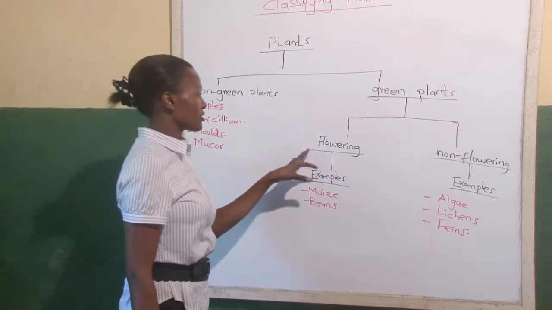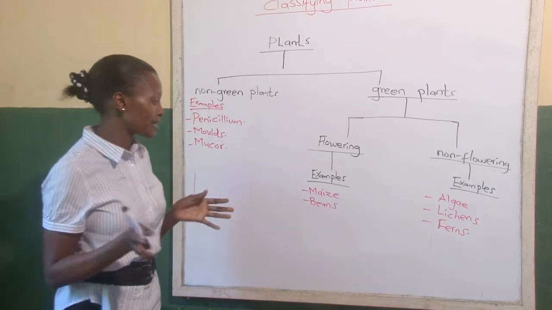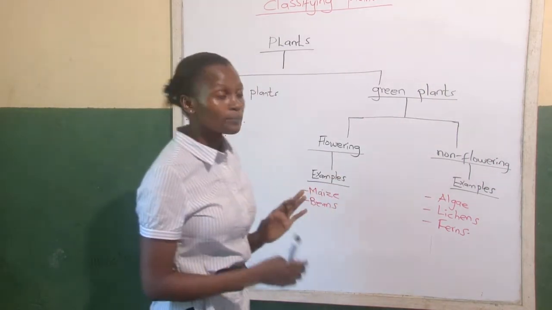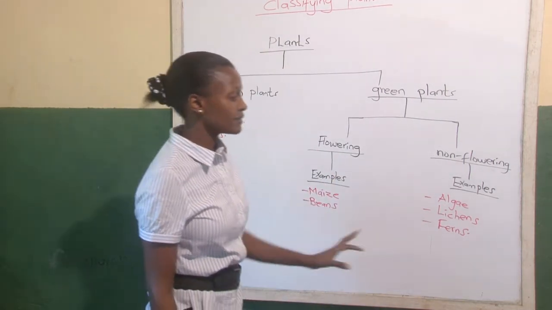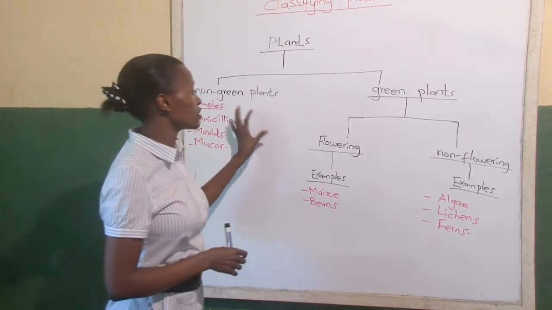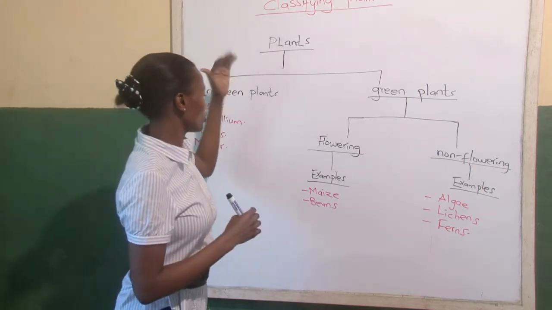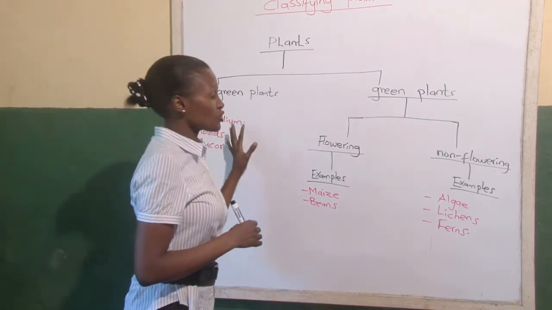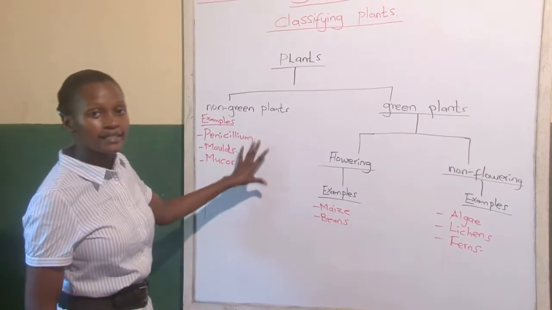For examples of flowering plants, we have the maize and the bean plants, among others. There are many, the list is long. And under the non-flowering plants, we have examples such as the algae, the lichens and the ferns. So this table is going to help you to see how plants are classified. What we've been looking at, all that is classified under this table.